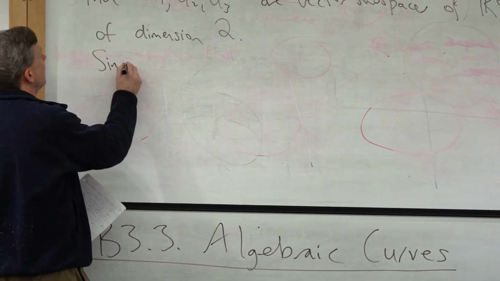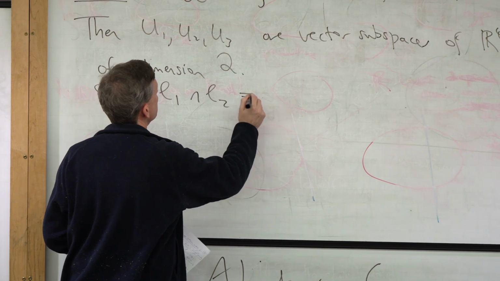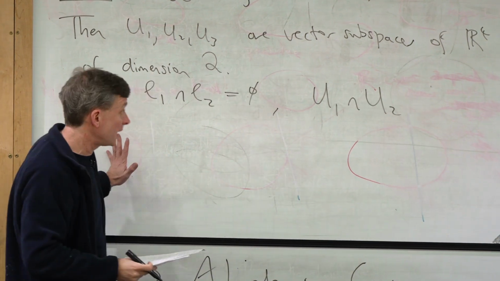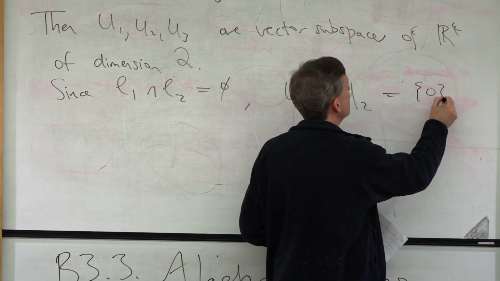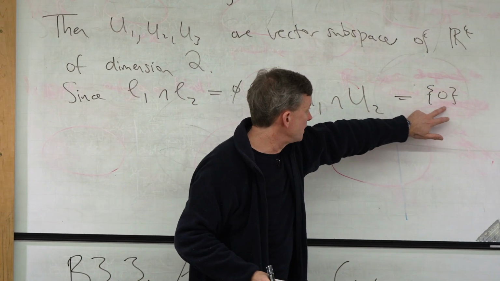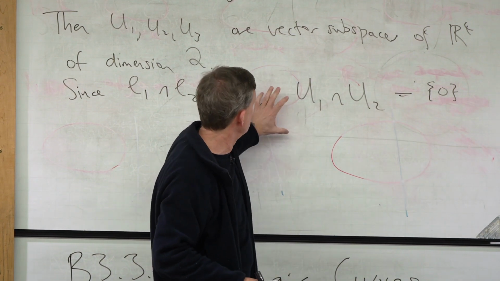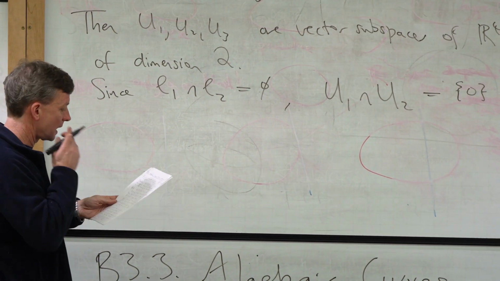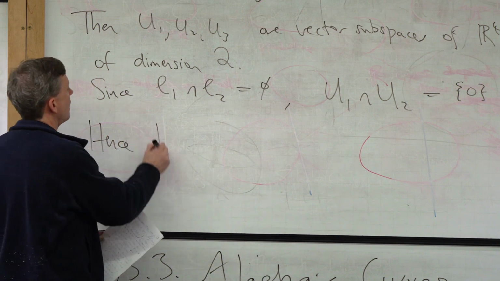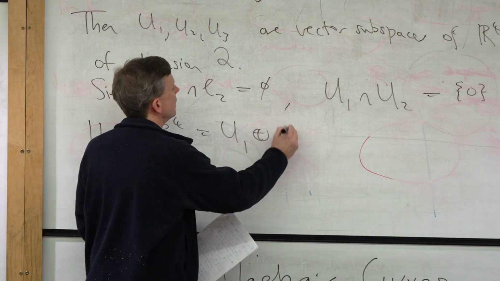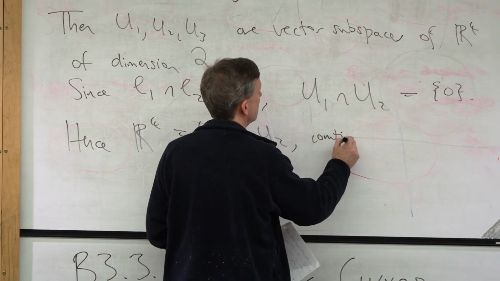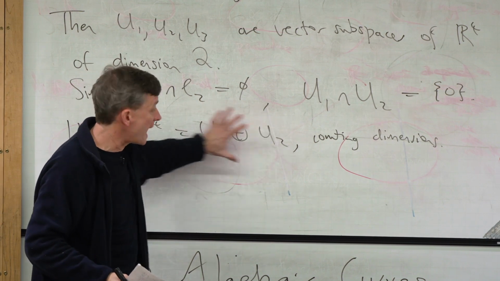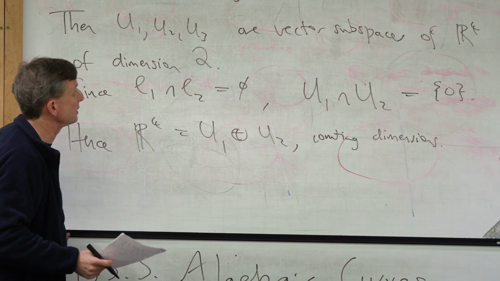So since L1 and L2 do not intersect, the intersection of U1 and U2 can't be empty, because vector spaces always contain 0. That's the only point it's allowed to include, because if there was a non-zero vector in here, then the line generated by that vector would define a point in L1 and L2. So U1 and U2 intersect in the 0 vector space. Hence R4 is the direct sum of U1 and U2 just by counting dimensions. They're two-dimensional vector spaces, they intersect in 0. Their span is a four-dimensional vector space, which has to be the whole thing, because that also has dimension 4.